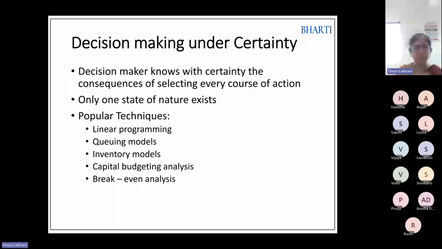So, decision making under risk. What I will do is start solving a numerical problem in the next session.